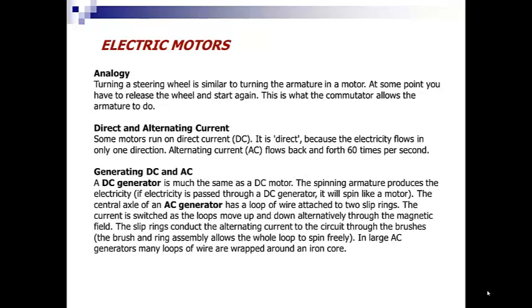Generating DC and AC. A DC generator is much the same as a DC motor. The spinning armature produces the electricity. If electricity is passed through a DC generator, it will spin like a motor. The central axle of an AC generator has a loop of wire attached to 2 slip rings. The current is switched as the loop moves up and down alternately through the magnetic field. The slip rings conduct the alternating current to the circuit through the brushes. The brush and ring assembly allows the whole loop to spin freely. In large AC generators, many loops of wire are wrapped around an iron core.